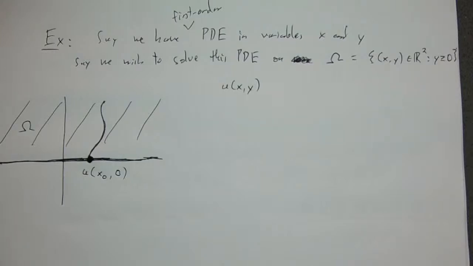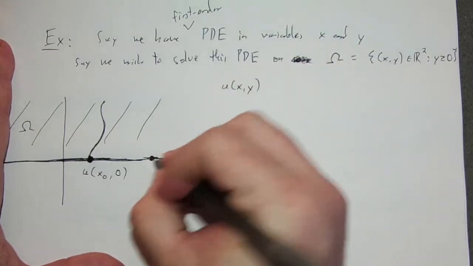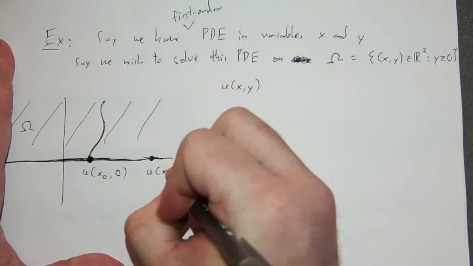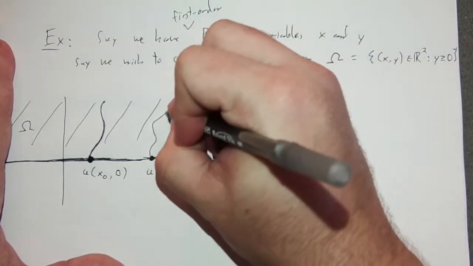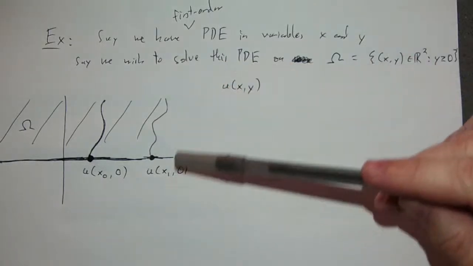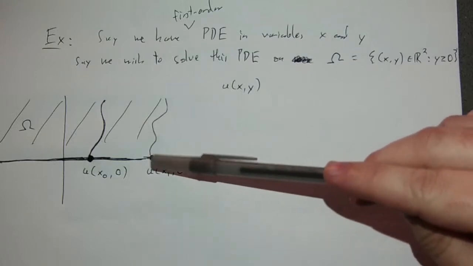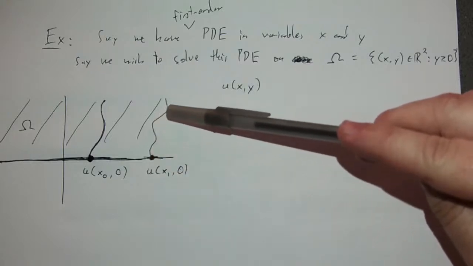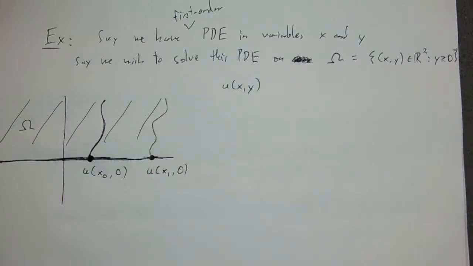Then, for instance, here would be some other initial point. I'll call it x sub 1, 0. Here's maybe another curve that has this same property, that knowing the value on this boundary right here tells me the value of a solution along this entire curve that intersects the boundary at that point.